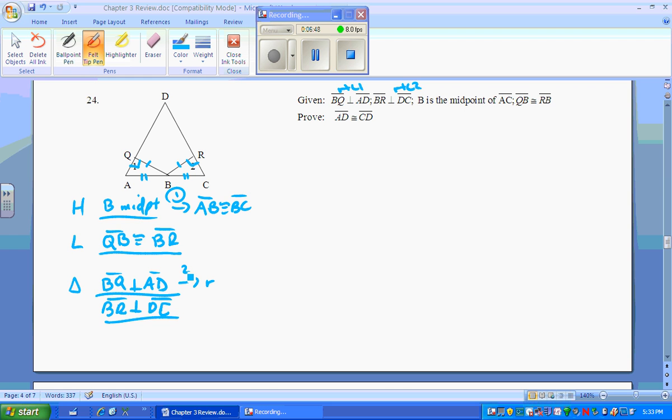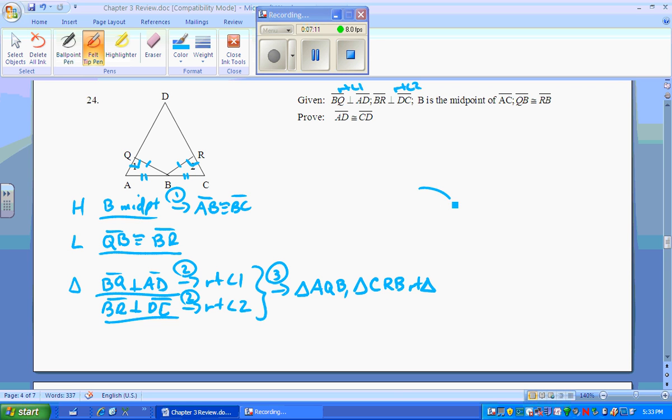This one gave me, for reason 2, right angle at 1. This one, reason 2, gave me a right angle at 2. And then instead of saying all right angles are congruent, we want to state that triangle AQB and triangle CRB are right triangles. Bracket it all together. We can say that triangle AQB is congruent to triangle CRB.